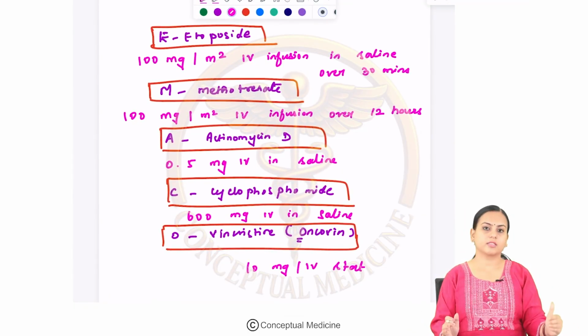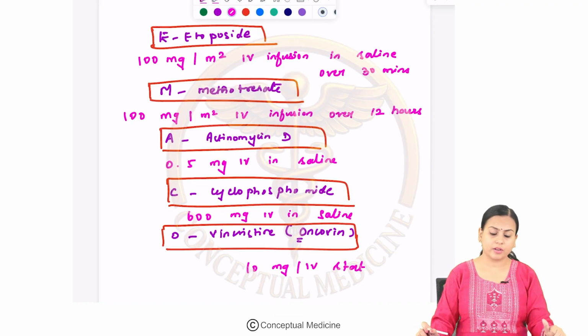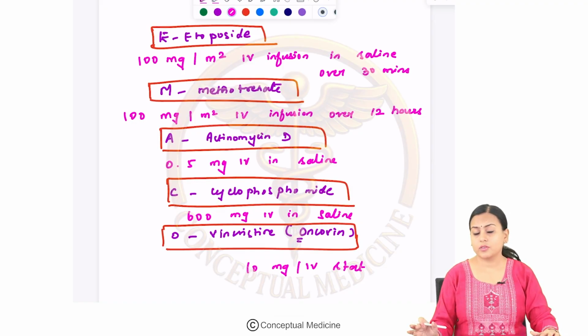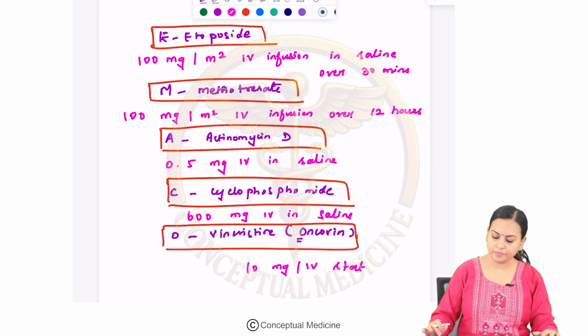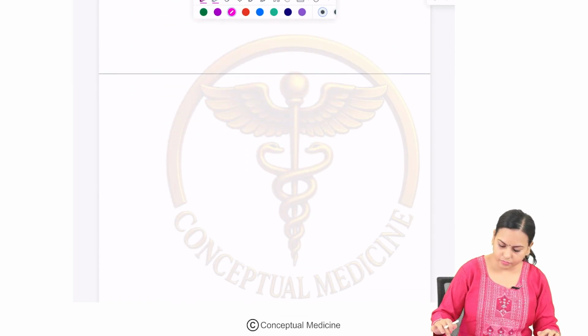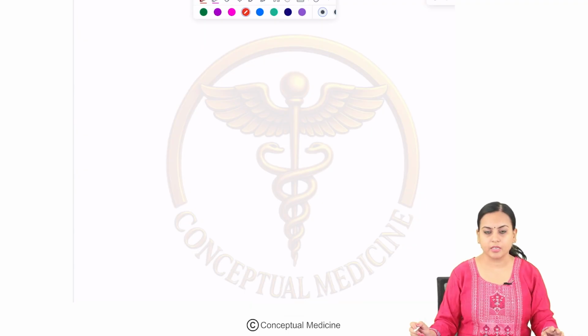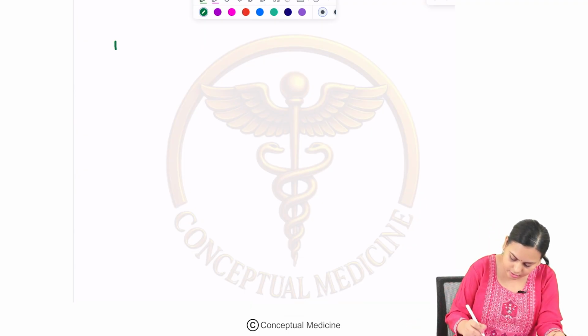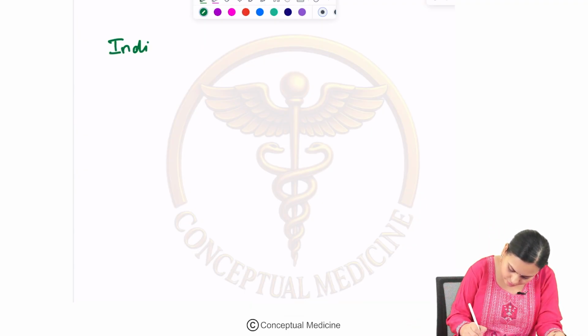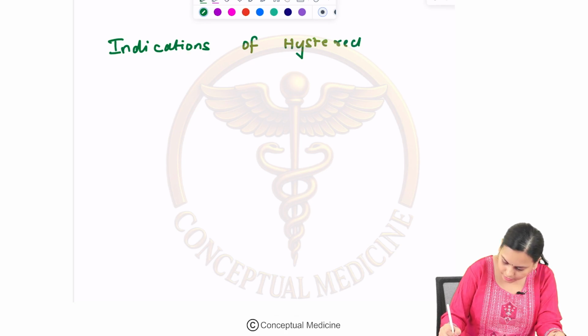Okay, so these are the drugs that are included in the EMACO regimen, otherwise known as Bagshawe's regimen. Clear? Yes. Now, you have to know what the indications of hysterectomy are in these patients. Let's discuss the indications of hysterectomy.